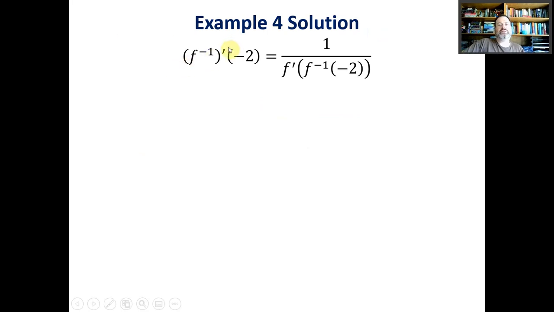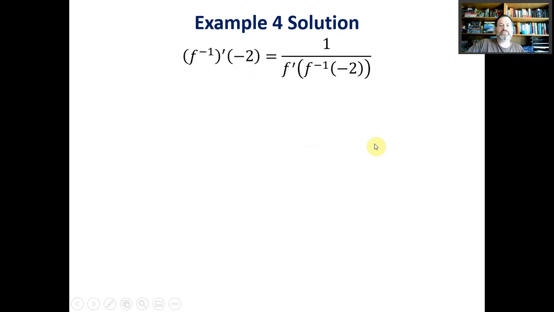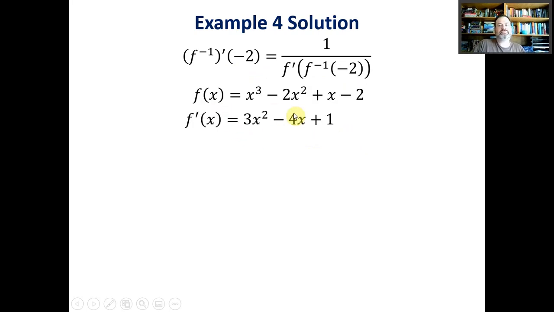Right, so f inverse prime of -2 is 1 over f prime of f inverse of -2. So I'm just replacing the a with its value, right? Because it says, that's what it is. Okay, so here's our f of x. So we need f prime of x.